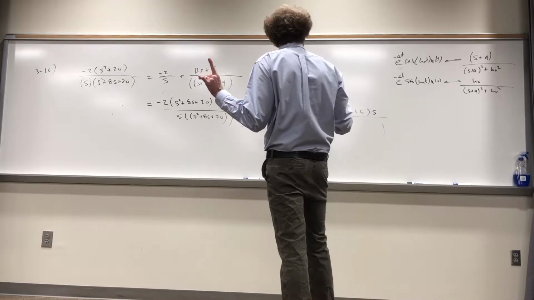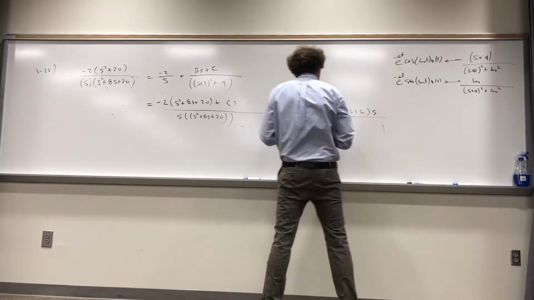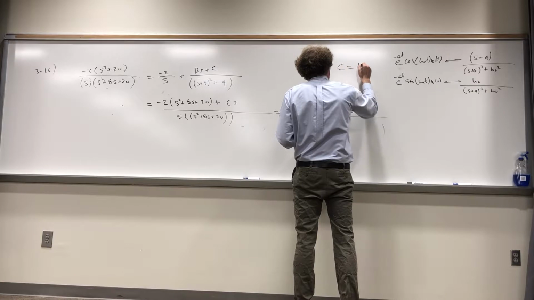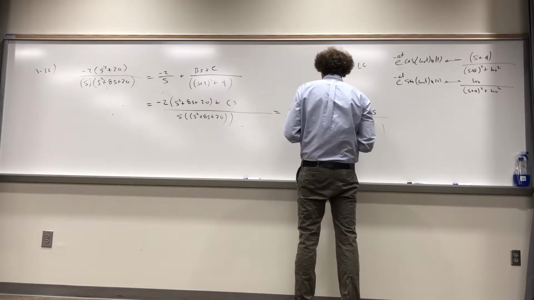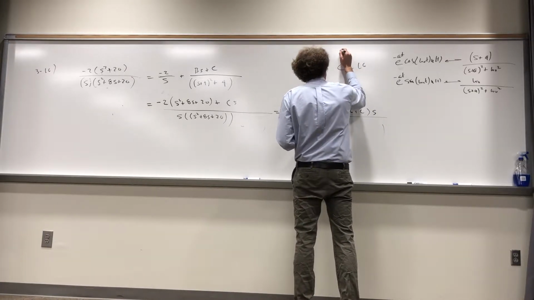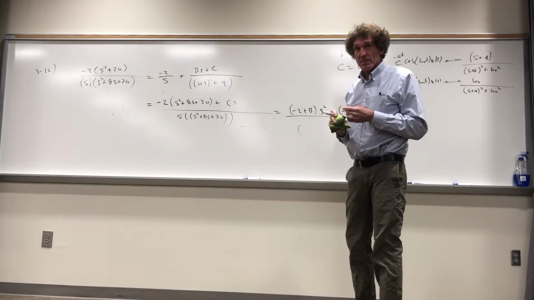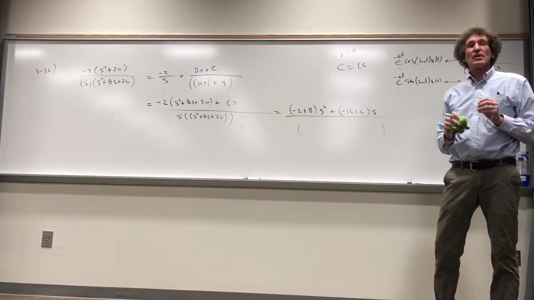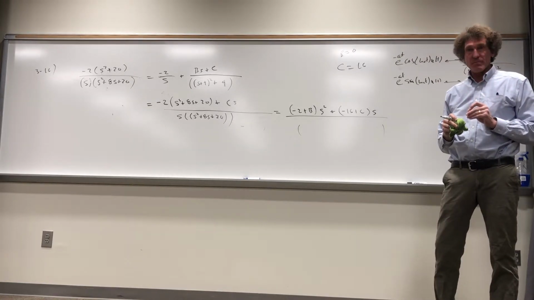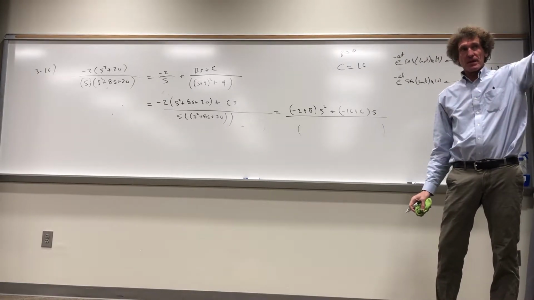B is 0. Sorry, C is 16, my bad. C is 16. And I can put that in. So I have B was 0, correct, class? And C is 16. All right? I don't mean to move too fast, sorry. Agreed, everyone? Give me a show of hands if you see what I'm up to.